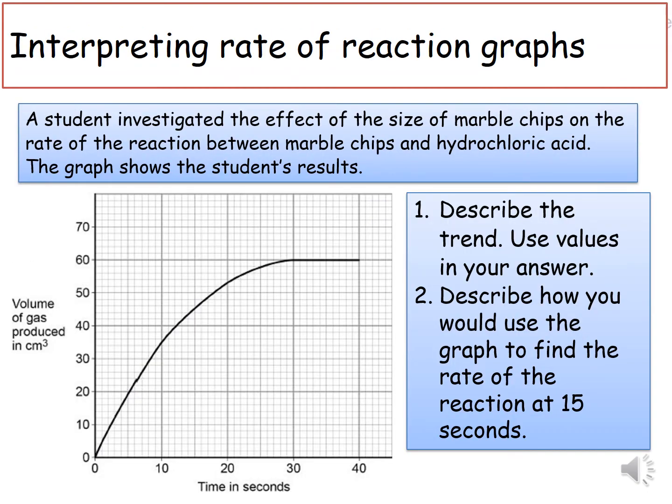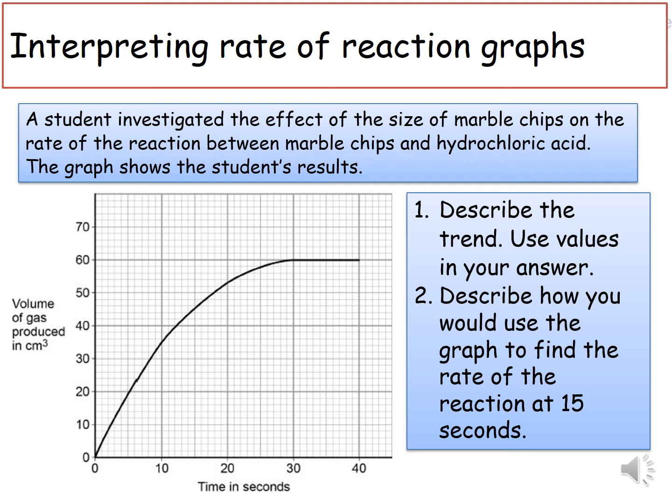Okay, here's a similar graph to the one we plotted. This is a different exam question. In this case, it says, a student investigated the effect of the size of marble chips on the rate of the reaction between marble chips and hydrochloric acid. The graph shows the student's result. Now on this graph, we can see our time in seconds on our x-axis and our volume of the gas produced in centimeter cube on the y-axis.